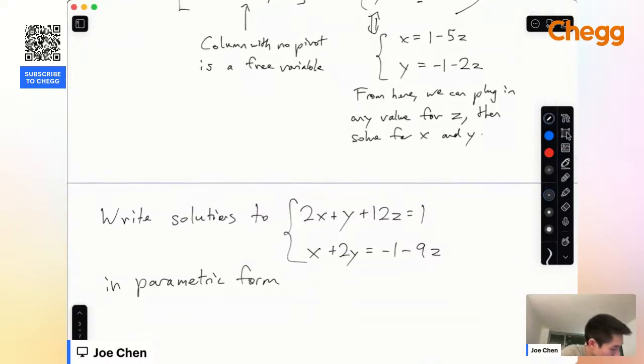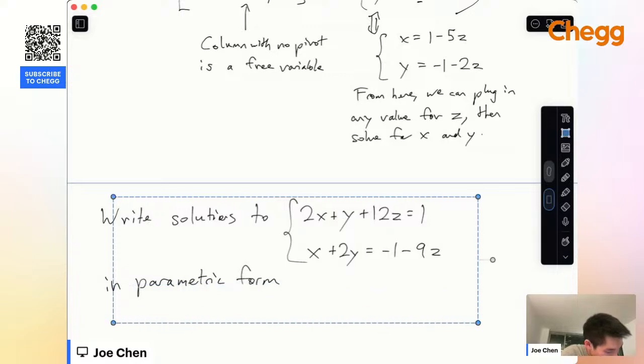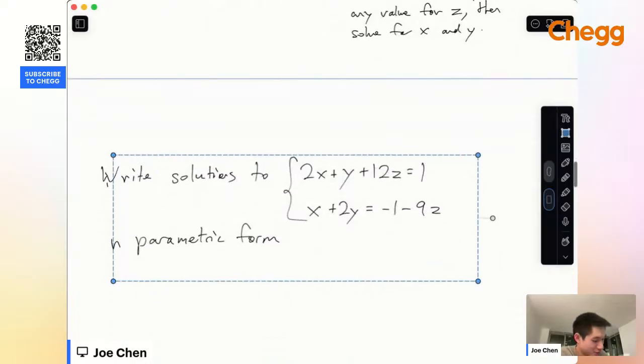Let me try and move this. Is this how this works? This app? Okay, great, it is.